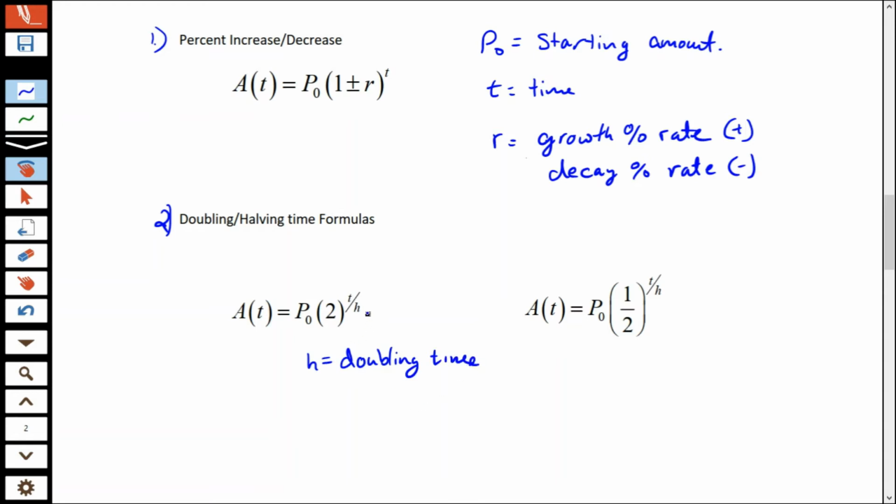Keep in mind, though, if your doubling time is, say, 3 months, then the t that you want to plug in has to be in months as well. You've got to keep those time periods the same, okay? And you'll see that in the example problem I do. In the second formula here, h is the halving time.